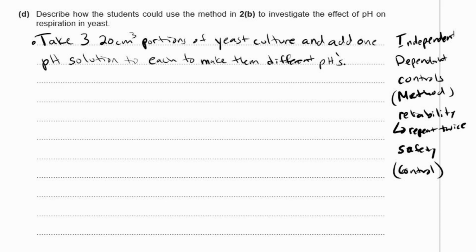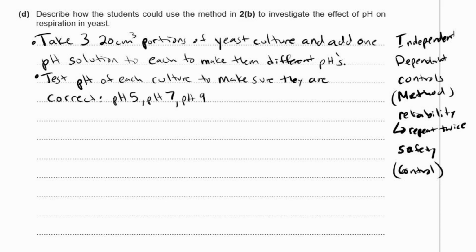Take 3 20 centimeter cube portions of yeast culture and add 1 pH solution to each to make them different pHs. Okay, so test the pH of each culture to make sure they are correct. You could say test the pH with litmus paper to make sure they are correct. You can choose 3 different pHs. pH 7 is a good one because that's neutral. A little bit acid and a little bit alkali is good. You can do 5 different numbers as well. You're not actually doing the experiment. It doesn't matter if it would be more difficult.